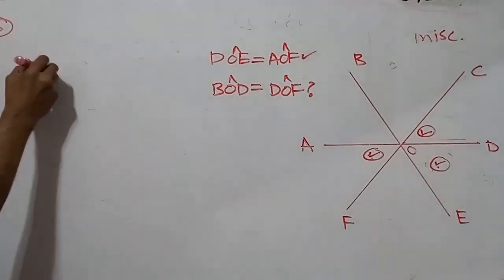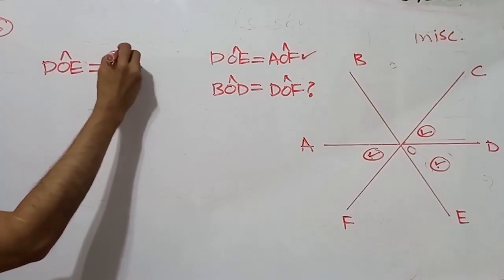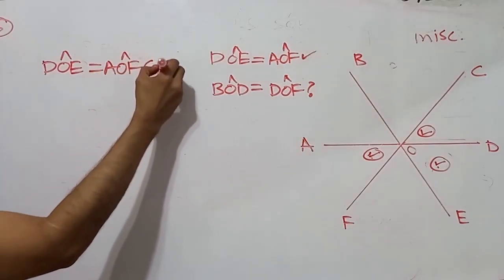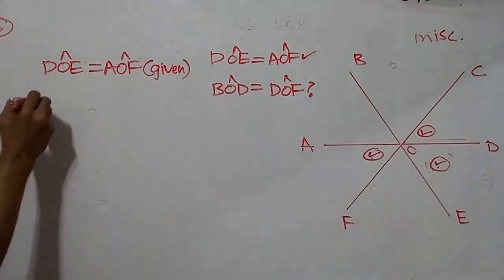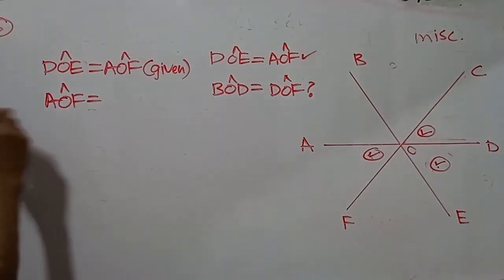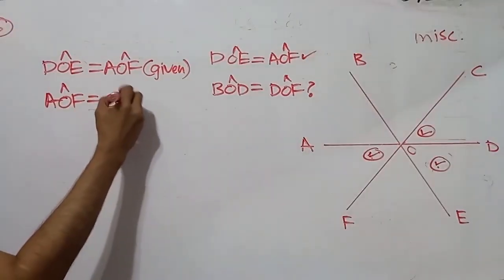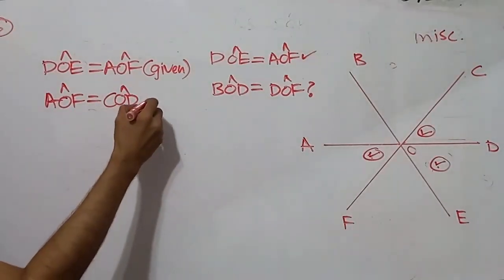So DOE angle is equal to AOF angle. So this is given. Then we can write AOF angle is equal to COD angle. Why? Vertically opposite angles, right?